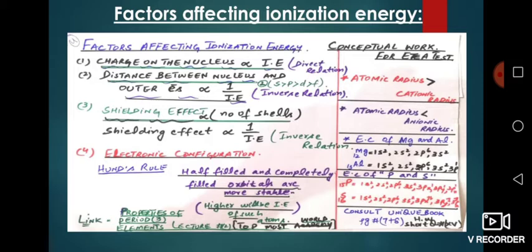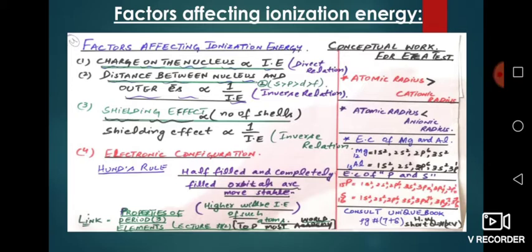Factor number 2, distance between nucleus and outer electrons. As we have previously discussed, the S subshell is near to the nucleus as compared to P, and P is near to the nucleus as compared to D, and D is near to the nucleus as compared to F. So the removal of an electron from the P subshell is difficult as compared to D, and the removal of electrons from D is difficult as compared to F.